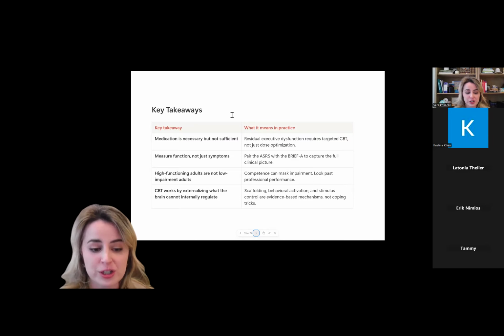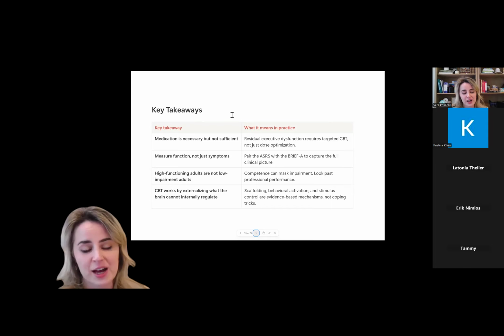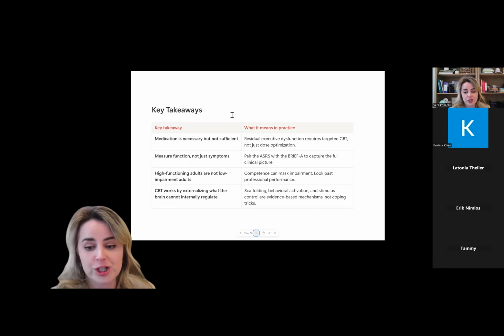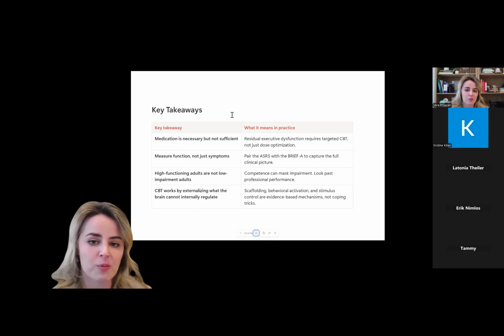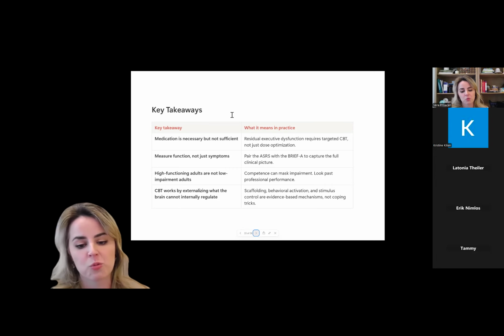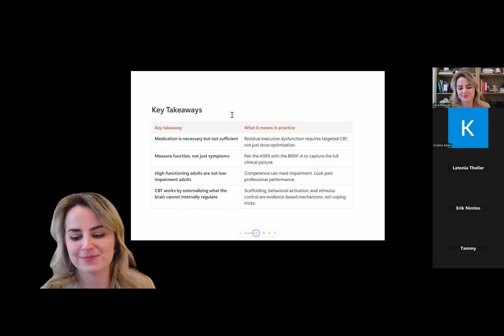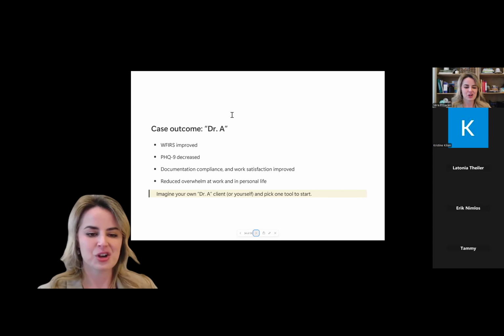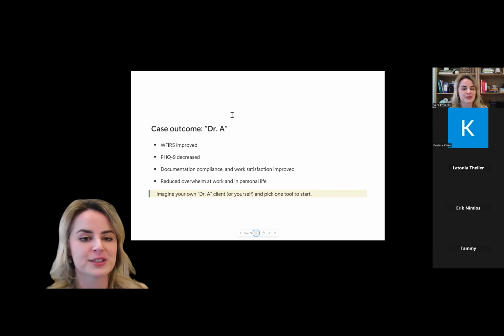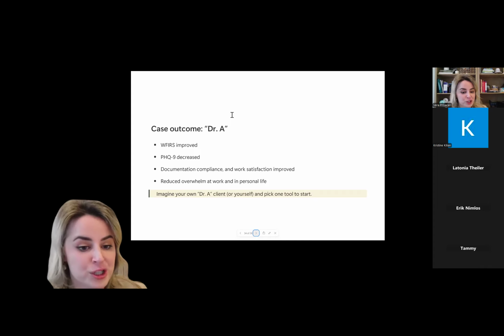CBT works by externalizing what the brain cannot internally regulate. So it provides that scaffolding, the tools and the worksheets, step by step. How are we going to help your ADHD brain work when you have certain things that are just not neurotypical, right? So our Dr. A that we've been following along this whole hour, the function improved.